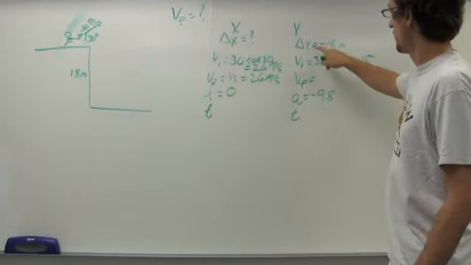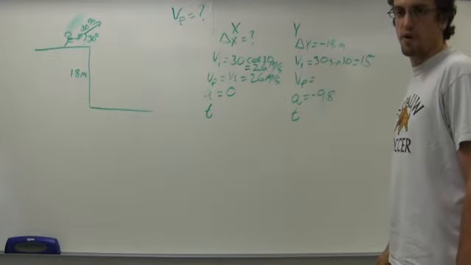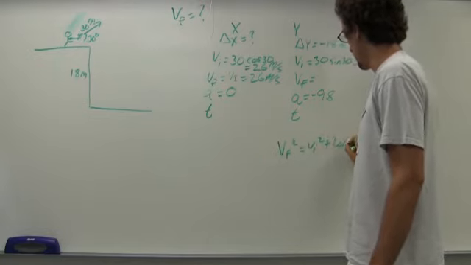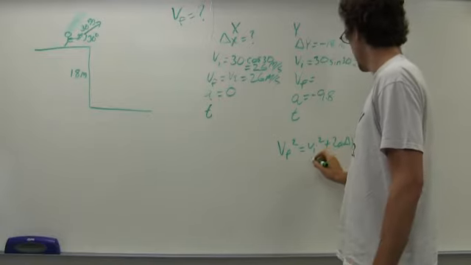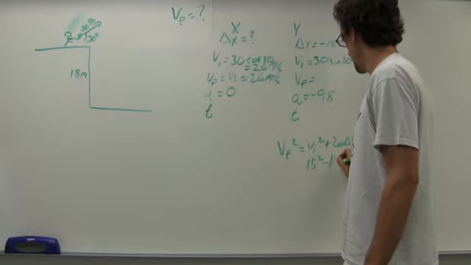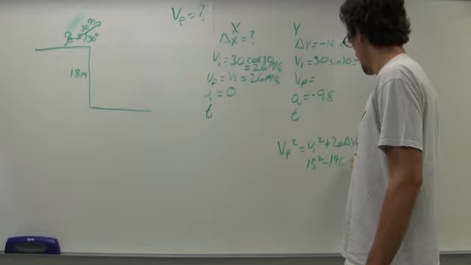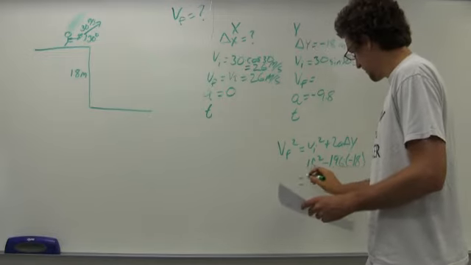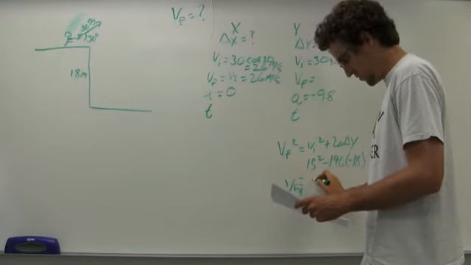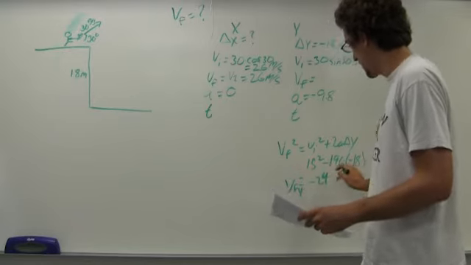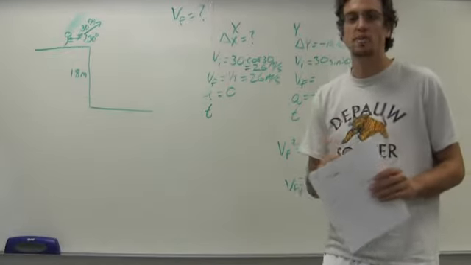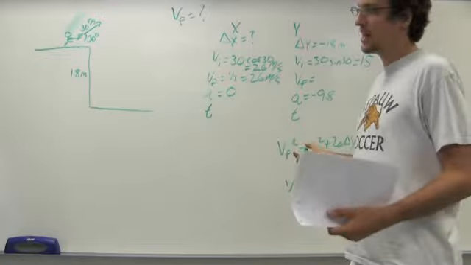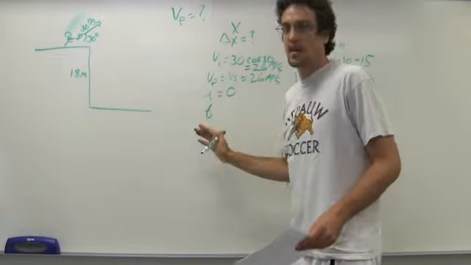So, we have change in y, v initial, acceleration, and we want to find v final, so we're going to use v final squared equals v initial squared plus 2a delta y. And we get 15 squared minus 19.6 times negative 18, and we get v final y is equal to negative 24. When we take the square root, it could be negative or positive. We want the negative because we know it's going to be coming down when it hits. Mathematically we don't know that, but physics and logic tell us it's going to be coming down, so we want the negative.